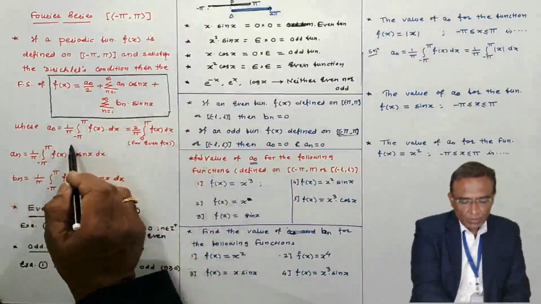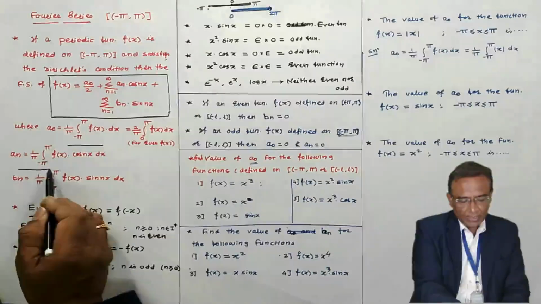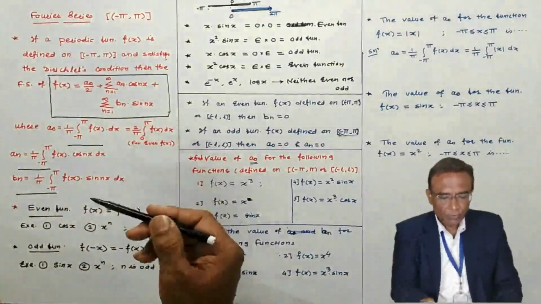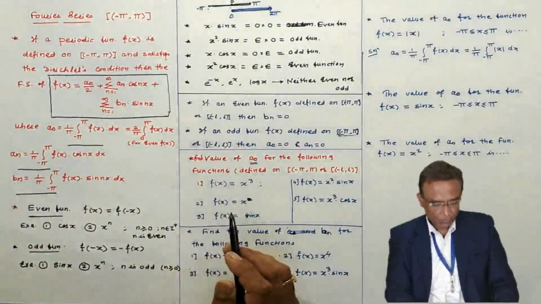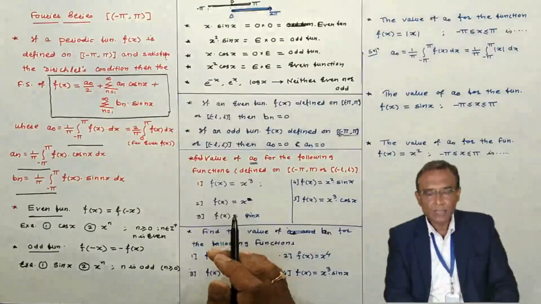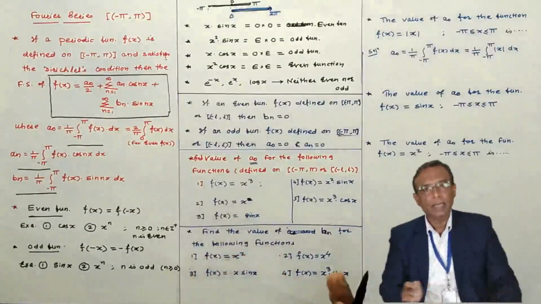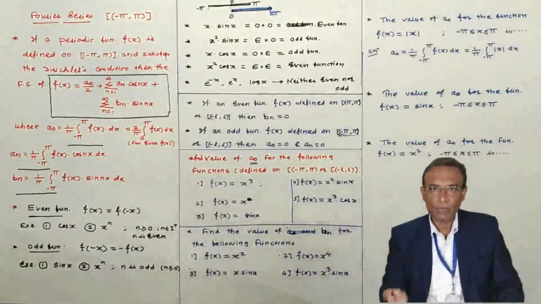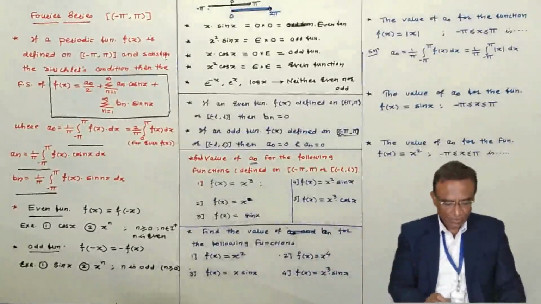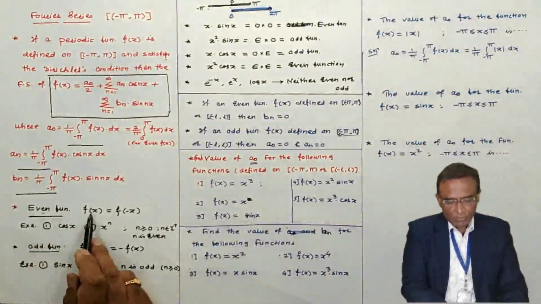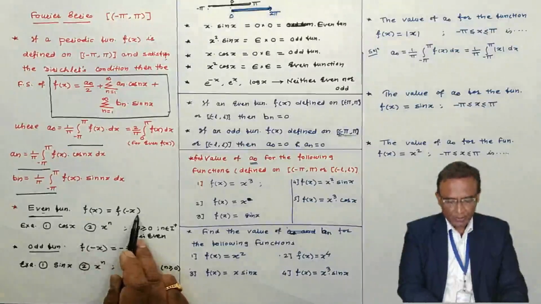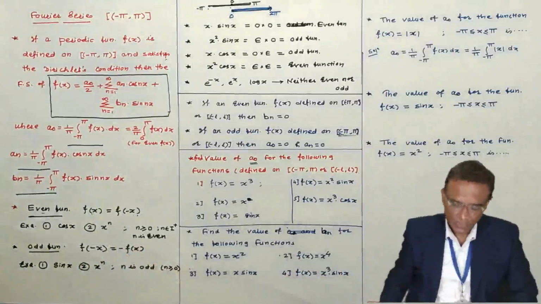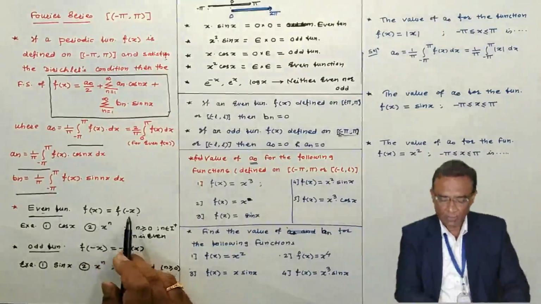Formula for A0 is this, formula for An is this, and formula for Bn is this. But here in Fourier series on minus pi to pi, we have the facility to write directly An equal to 0 or Bn equal to 0 in case of even and odd function. So in short, I tell you what is even and odd function. Even function is what? f(x) equal to f(-x). Means if you replace x by minus x, the function remains unaltered, the function remains the same. So that is an even function.